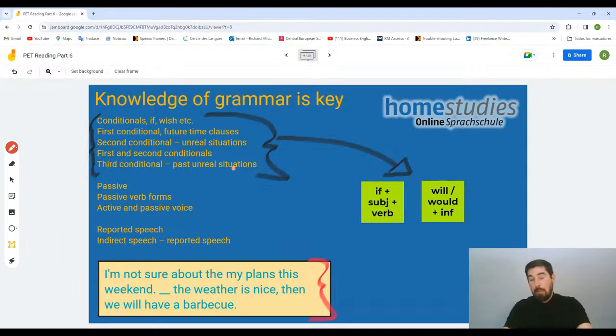So here we have our gap before. If something the weather is nice, then we will have a barbecue. Now we can see clearly this is a conditional. So what do you think the missing word is in the gap? A short word. I'll give you 20 seconds thinking time. Feel free to write it in the chat if you think you know.